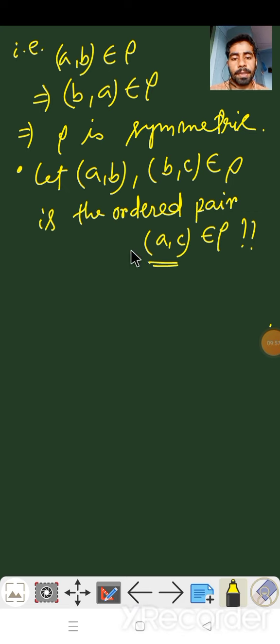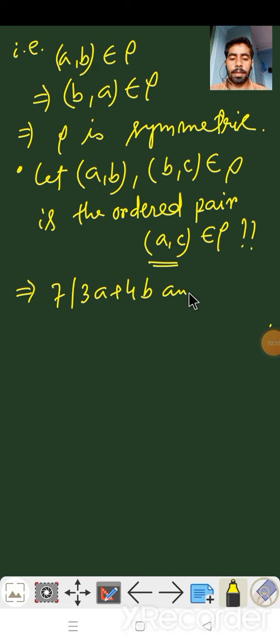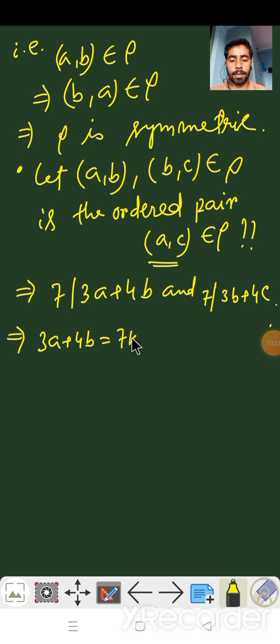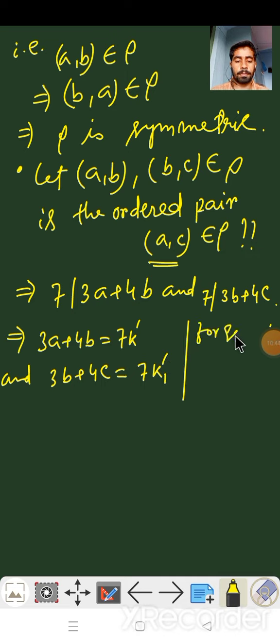We have assumed that (a, b) and (b, c) belong to rho, which implies that 7 divides 3a plus 4b and 7 divides 3b plus 4c also, which implies that 3a plus 4b will be equal to 7k dash, and 3b plus 4c will be equal to 7k1 dash, for some k1 dash and k dash belonging to Z.